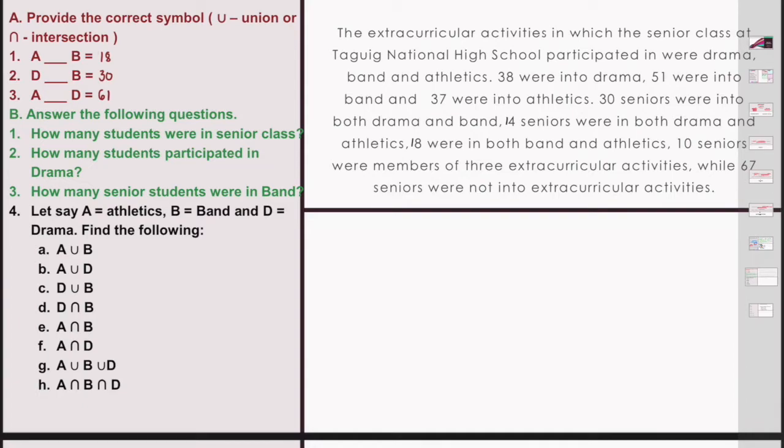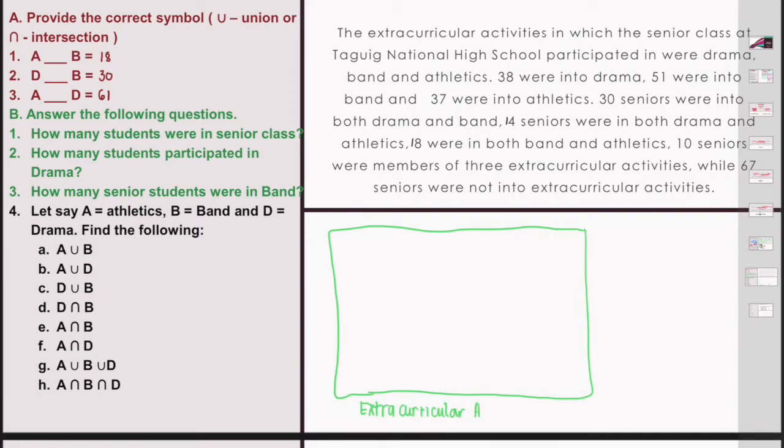Again, before we proceed with the questions, let's represent the problem with a Venn diagram. So let's have first our universal set as a rectangle. And let's label here the extracurricular activities. And we know that there are 3 extracurricular activities. They are drama, we also have band, and we have athletics. So drama, band, and athletics. Again, in solving your Venn diagram, always start with the very bottom given.